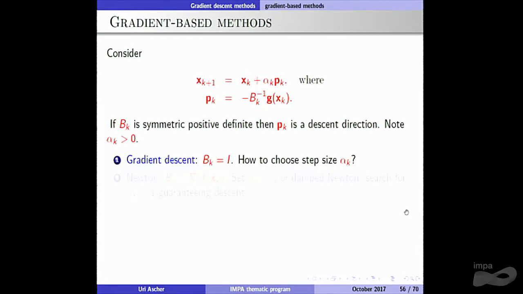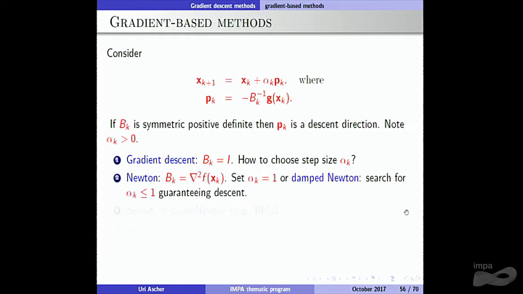The simplest such method is with this bk equal identity. That's gradient descent, just descent in the gradient direction. The hardest one will be Newton, where you choose the Hessian matrix, assuming that it is positive definite, to be bk. And then we set alpha sub k equal 1. And then if we are close enough to begin with, then it will converge quadratically, very fast.